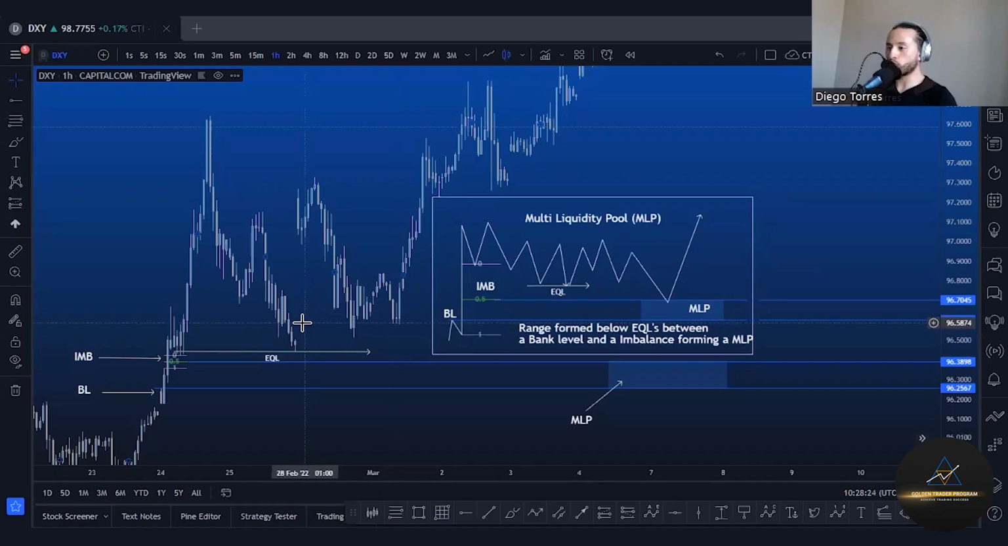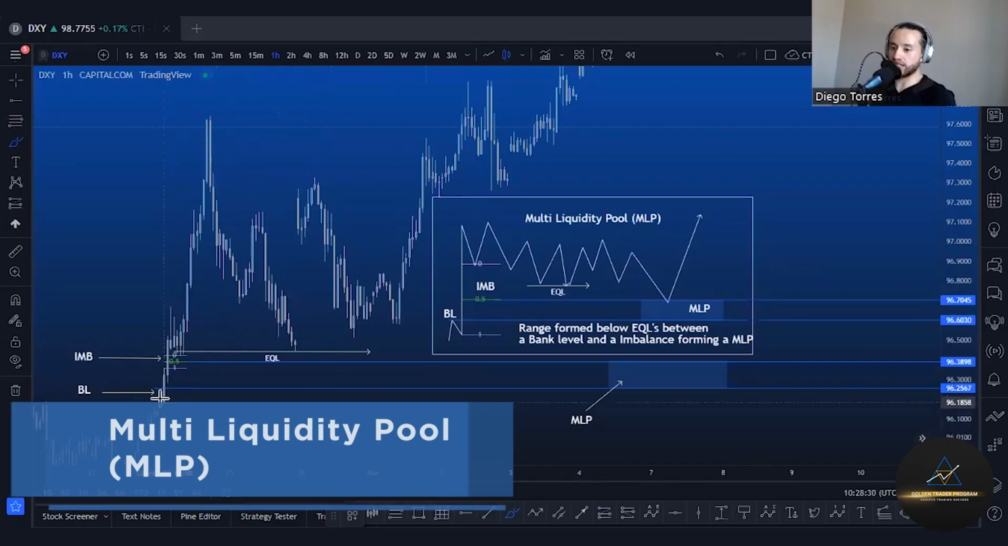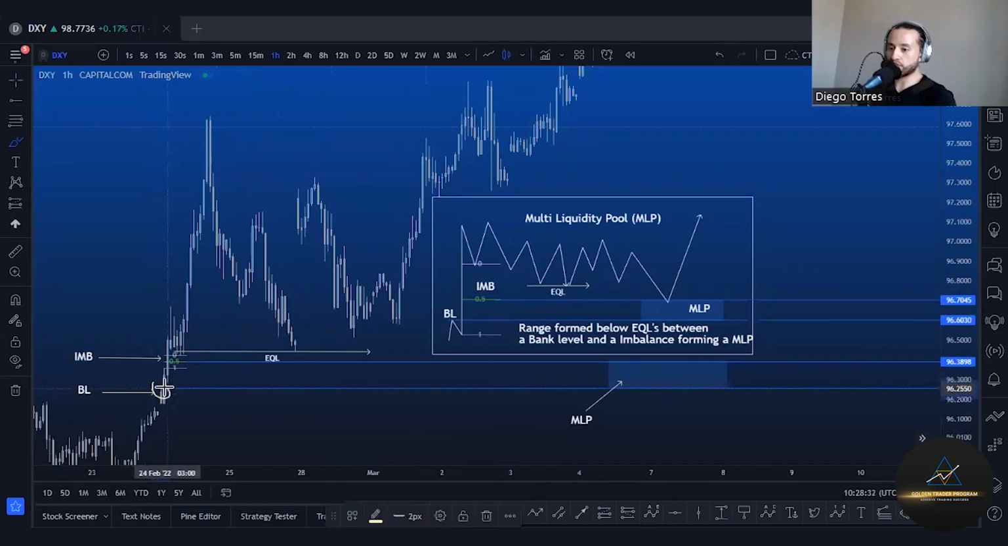Multi-liquidity pool, MLP. So what is an MLP? An MLP is just a combination of a bank level and an imbalance. So if you see here to the left, we've got a valid bank level. The reason that's a valid bank level, obviously, is that it failed to retest it, forming a bank level.